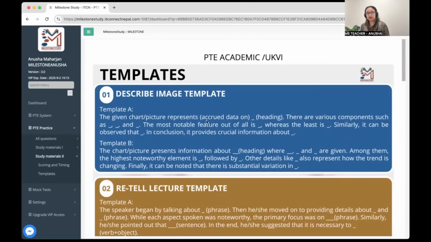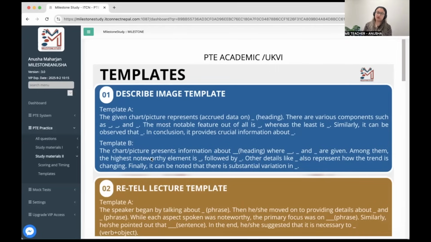The heading, the title, the given picture or chart represents the number of people using internet. There are various components on the x-axis, on the y-axis, such as this, this, and that. The most notable feature means the highest is this, whereas the least is this. Similarly, it can be observed that, and then you give one more point. And in conclusion, it provides crucial information about, again, you can repeat the heading or you can give some information about it, okay?